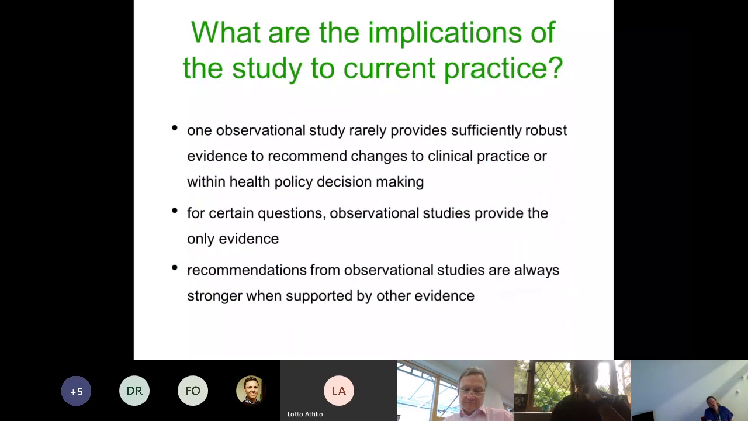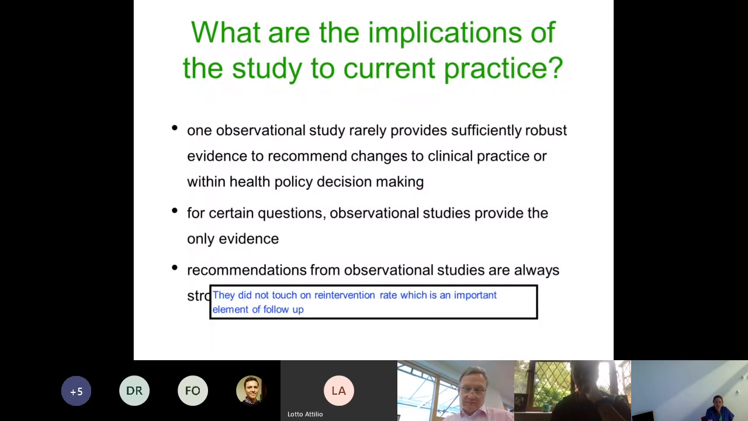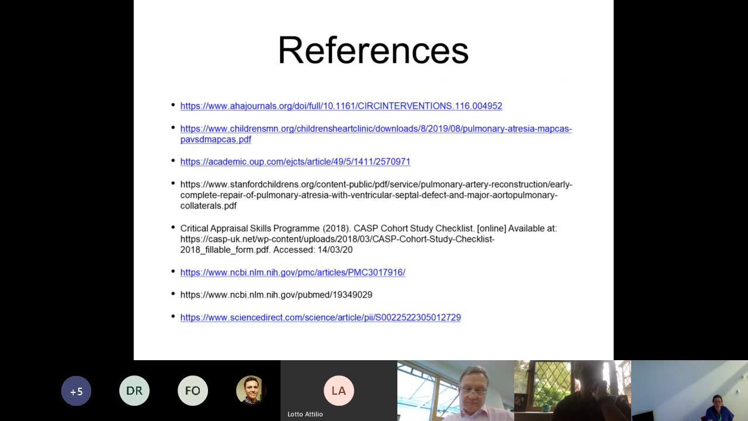So what are the implications to our practice? I mean, this is just one study, and you can't just immediately apply it to your own population. And I guess one of the things in this paper is they didn't touch much on reintervention, which I think is a really important part of follow-up. And I think those that have experience with children with pulmonary atresia VSD MAPCAs with particularly poor pulmonary arteries and multifocal blood supply will say that these children have lots and lots of reinterventions, and that's a significant burden, both for those families and children and for our service.